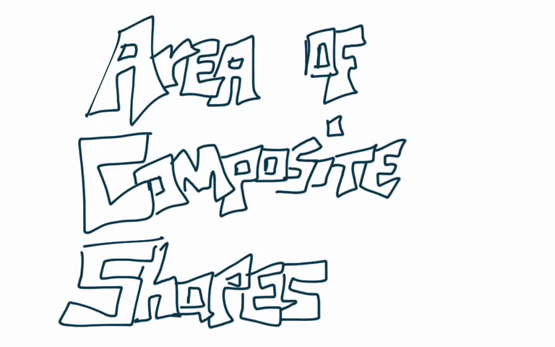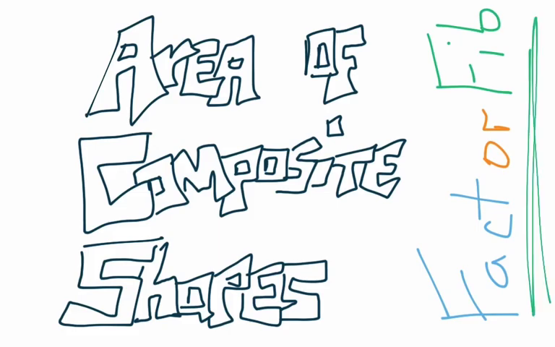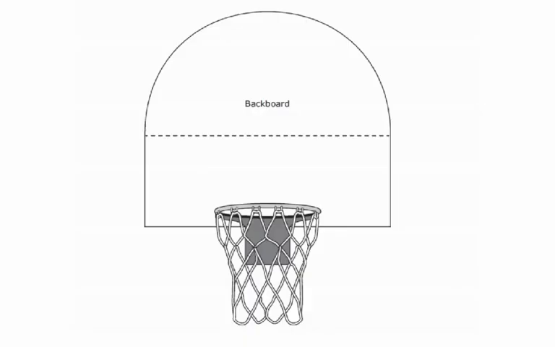Okay, here we go. Area of composite shapes, fact or fib. So check this out. I've got this model of a backboard here, this illustration, and I'm going to try to find the composite area of the whole backboard. So I've got these measurements, 6 inches along the bottom, 3 inches going up for the width, and I need to find the composite area.